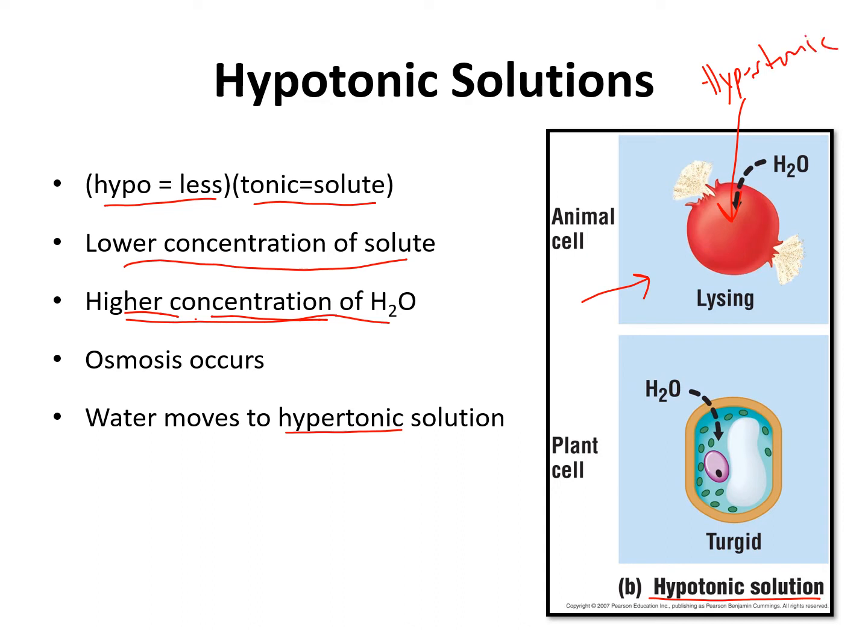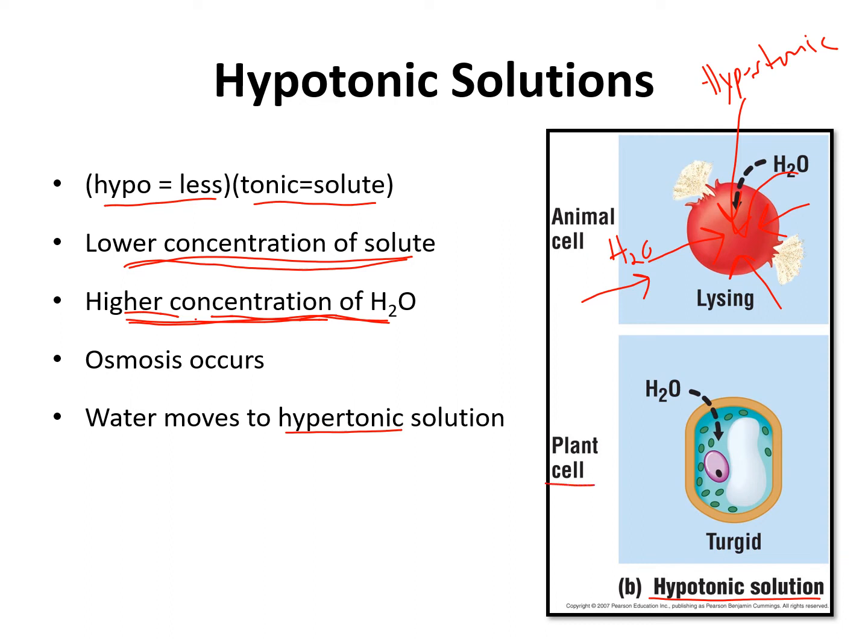So the hypotonic solution is one with a lower concentration of solute, which means it has higher concentration of water. So this out in the environment is where you have the higher concentration of water. So it's going to move into the cell. And if enough water keeps moving into the cell, then the animal cell is going to rupture.